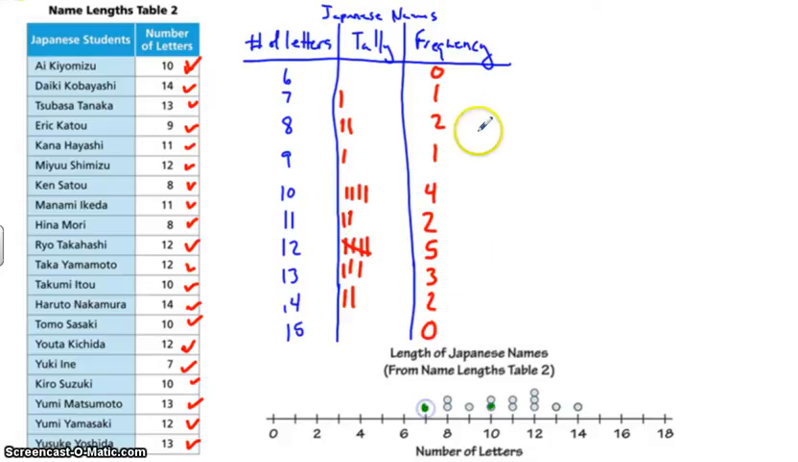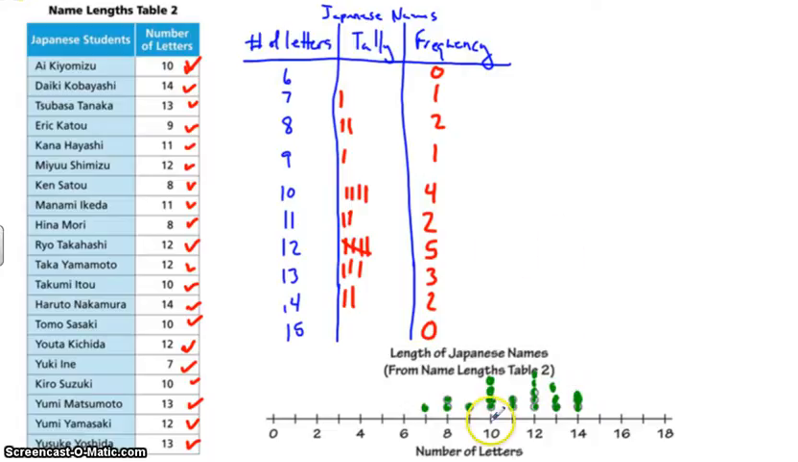So I'm going to make a dot there. 2 at 8. We already have 2 at 8. 1 at 9. I should have 4 at 10. So 1, 2, 3, 4. 2 at 11. I should have 5 at 12. 1, 2, 3, 4, 5. I should have 3 at 13. 1, 2, 3. And 2 at 14. 1, 2. And then none at 15 or above. So, make that look more like a circle. All right, so now we have this.